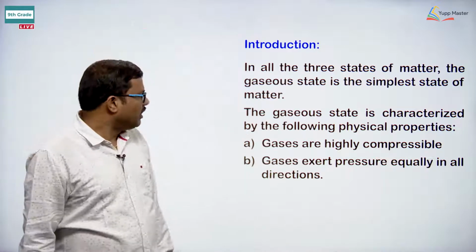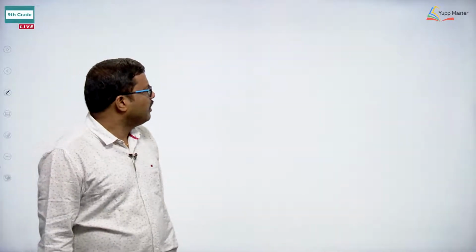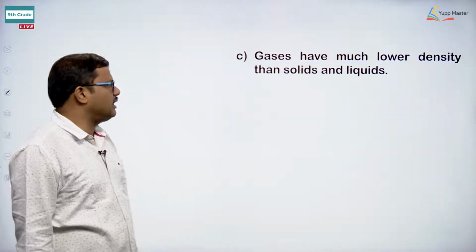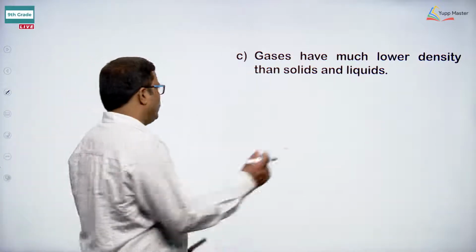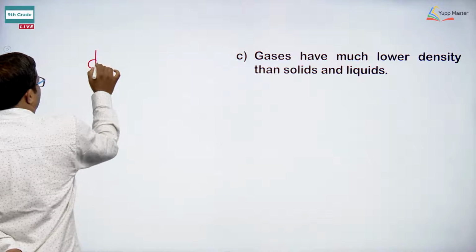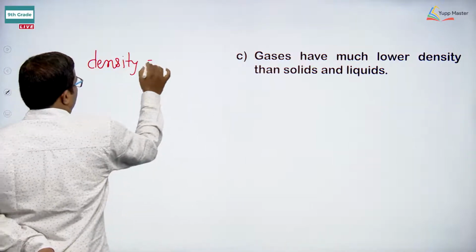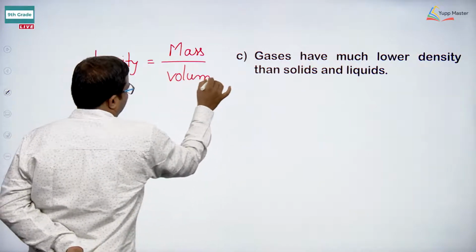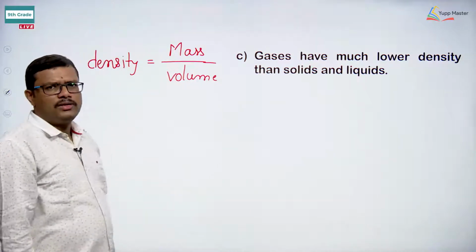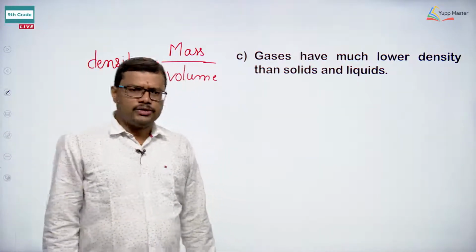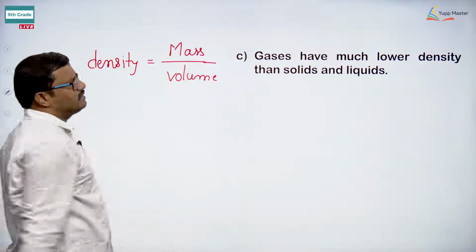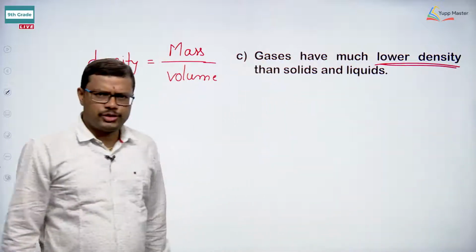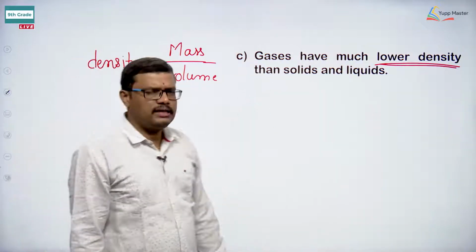If you observe the next property, you can clearly see that gases have much lower density than solids and liquids. We know density can be calculated as density equals mass by volume; it is the ratio of mass and volume. When you look at the density of gases, it is very low. Gases show lower density when compared to solids and liquids.